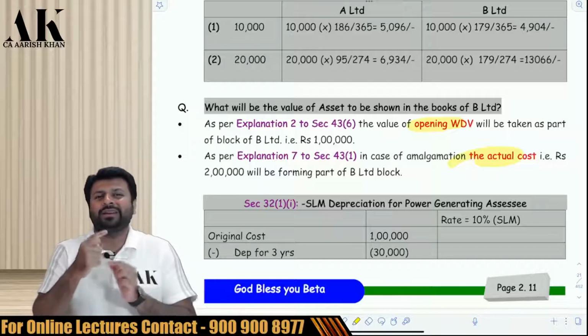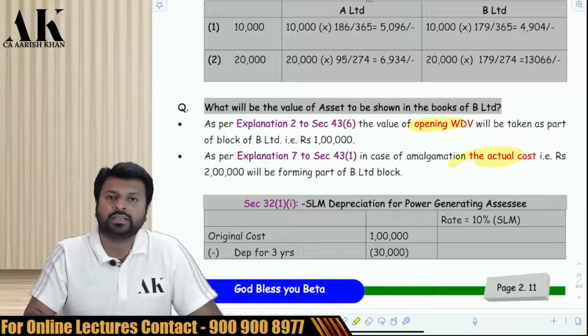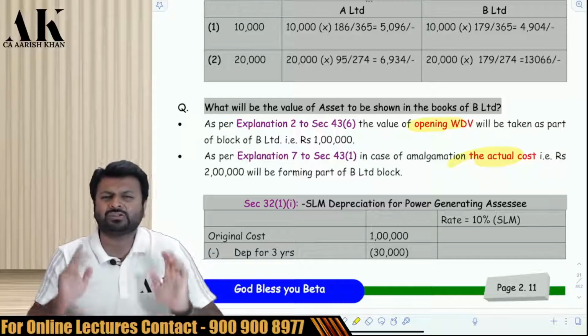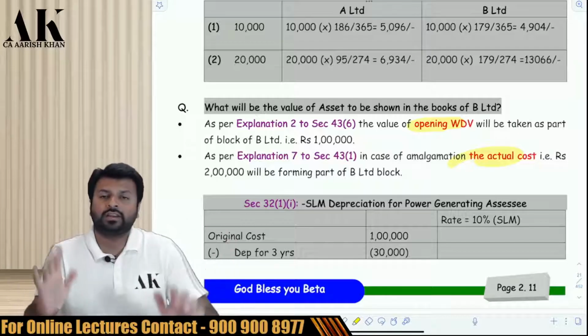You will say this is a dual benefit, sir. There is no dual benefit. The government is deliberately giving the extra benefit in case of amalgamation, because amalgamation has to be encouraged, because amalgamation leads towards synergy benefits across the country.